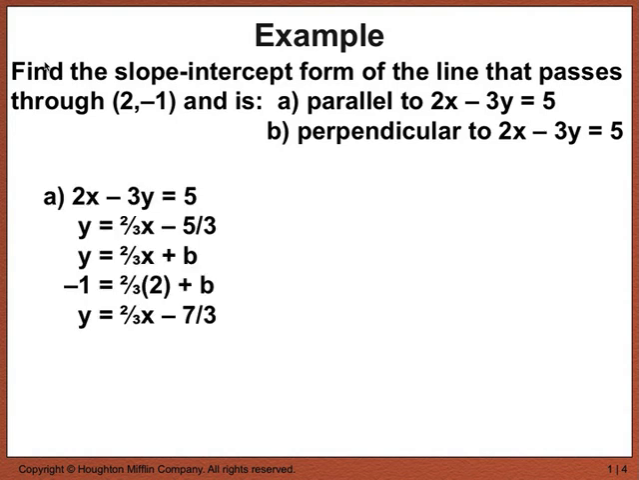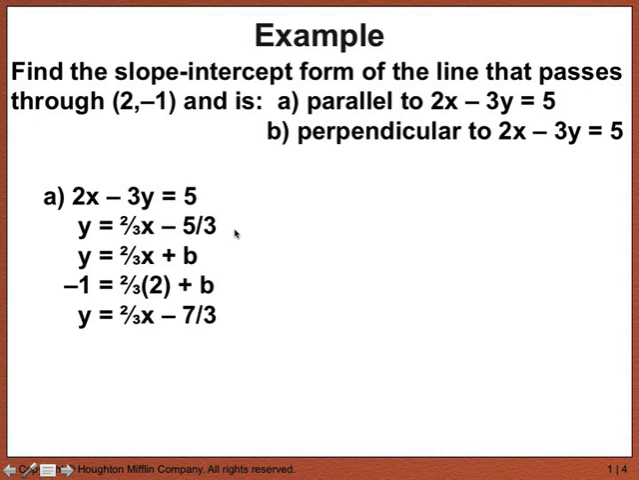Okay, solution for part A. We want to find a line that's parallel to 2x minus 3y equals 5. First step, as I suggested, is to convert that general form line into a slope-intercept form line. Doing the algebra, y equals 2/3 x minus 5/3. We just got y by itself and ended up with 2/3 x minus 5/3.